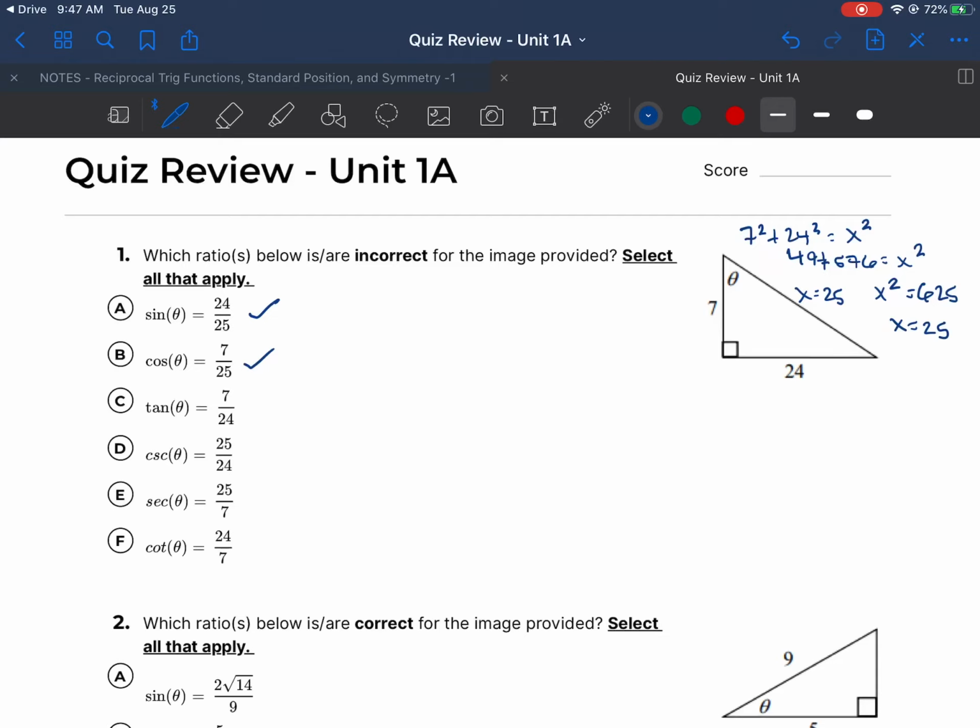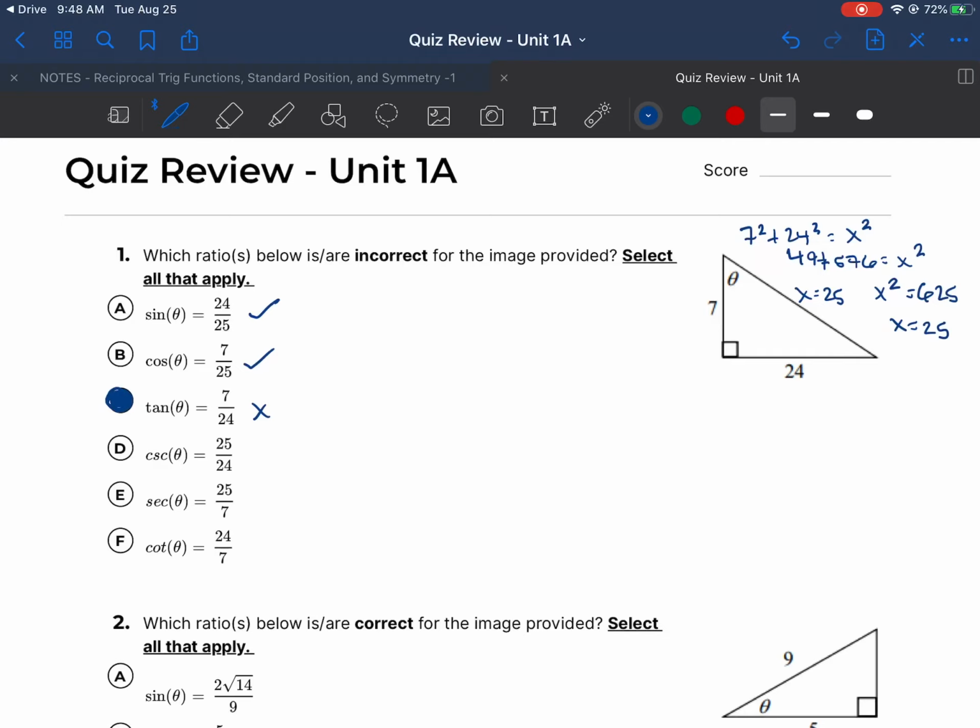Looking at the tangent of theta, we know that the tangent of an angle is the opposite leg divided by the adjacent leg. So relative to theta, 24 is opposite, 7 is adjacent. So we should have the ratio 24 over 7, but notice that this gives us the ratio 7 over 24. So we know that C is incorrect.